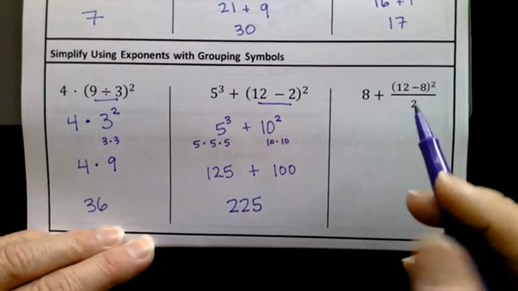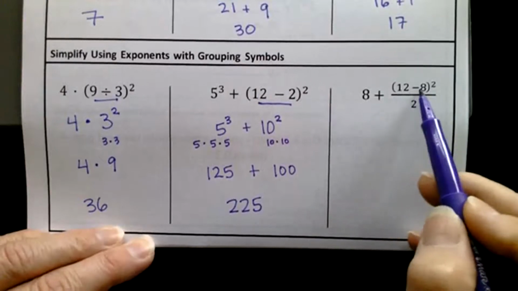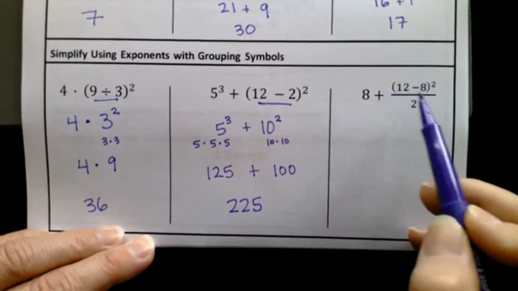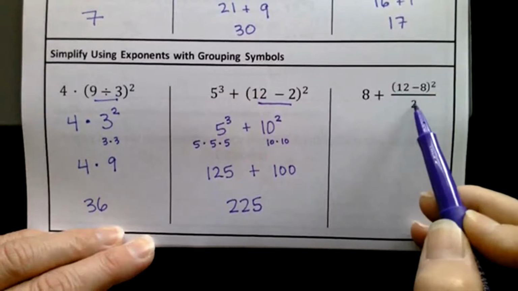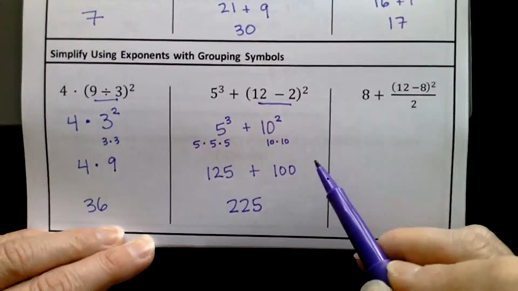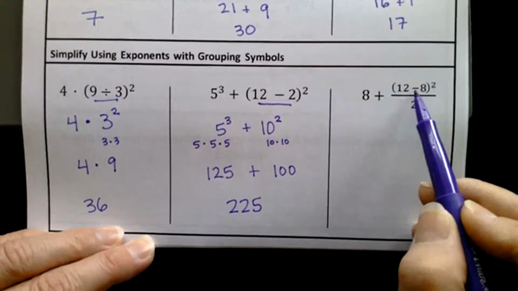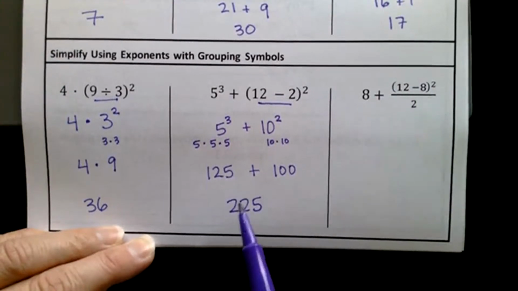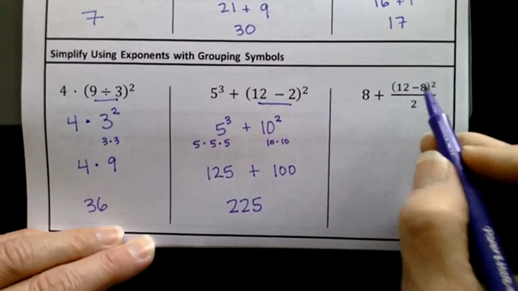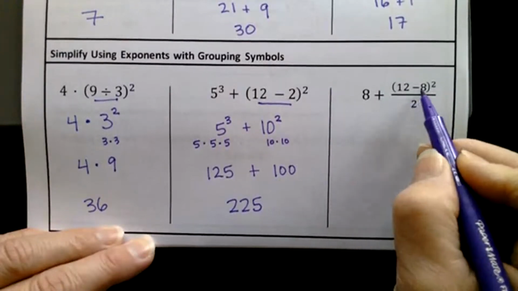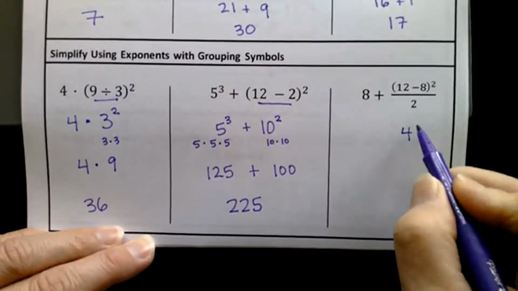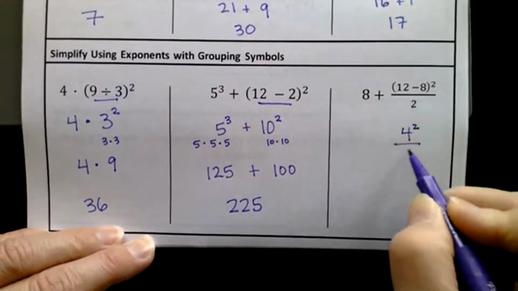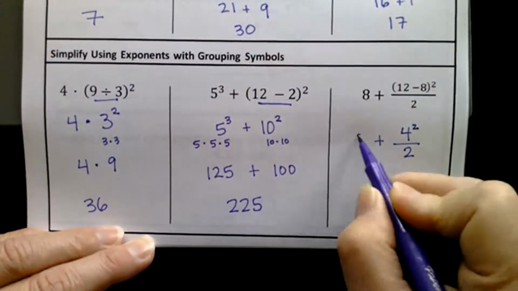Okay? Last but not least, here's another one. I have a grouping exponent, and that is the top of the fraction, which is division, and then we have addition. So it's 8 plus 12 minus 8 to the 2nd power divided by 2. So we're going to do the grouping first. 12 minus 8 is 4, and that's going to be to the 2nd power divided by 2 plus 8.